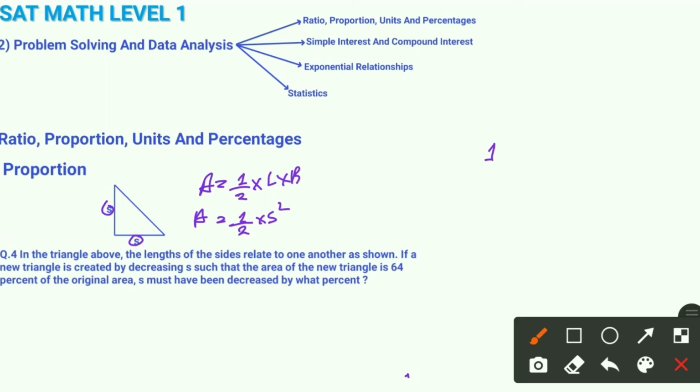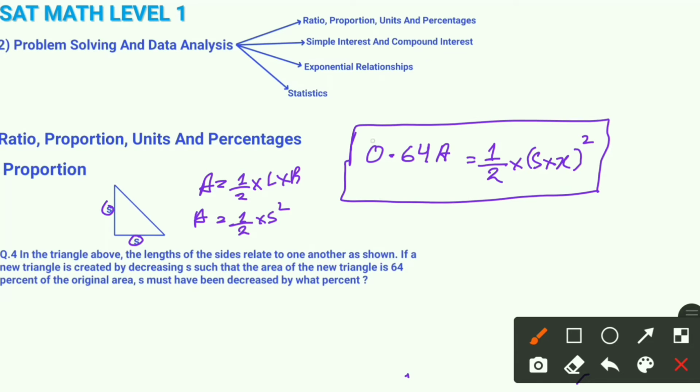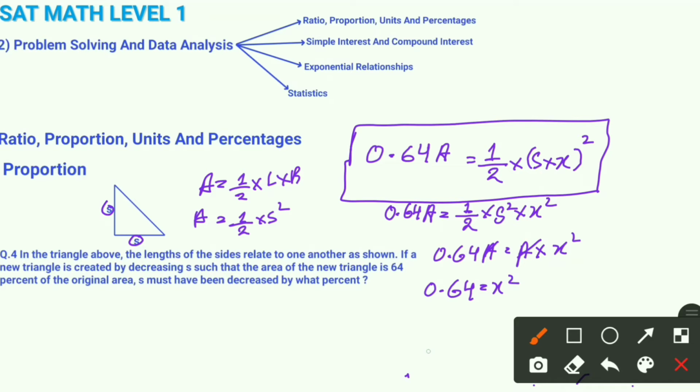What happens if we decrease s by some factor, let's say x? Then the area would be 64% of the original area, so 0.64. So here we have found the equation. Now we need to simplify it. 0.64 is equal to 1 upon 2 s square multiplied by x square, and we know that 1 upon 2 s square is A, so A cancels out, leaving 0.64 is equal to x square. Then if we take the square root, 0.80 is equal to x.